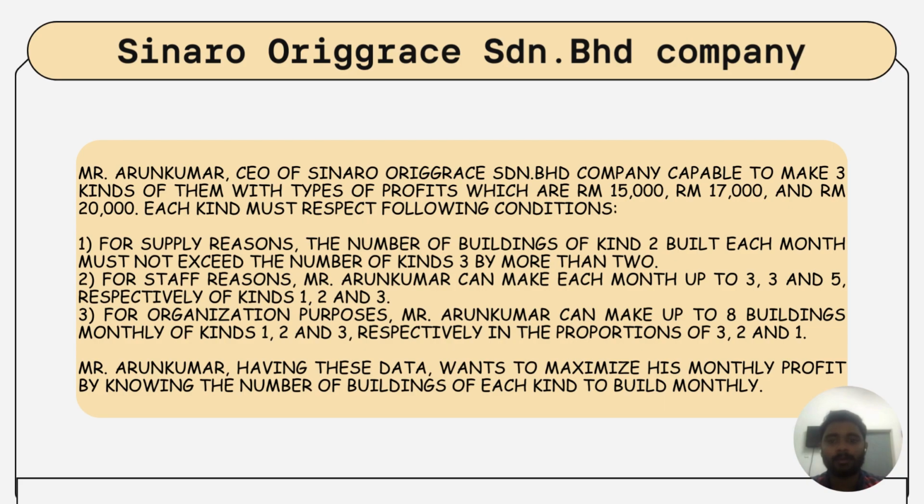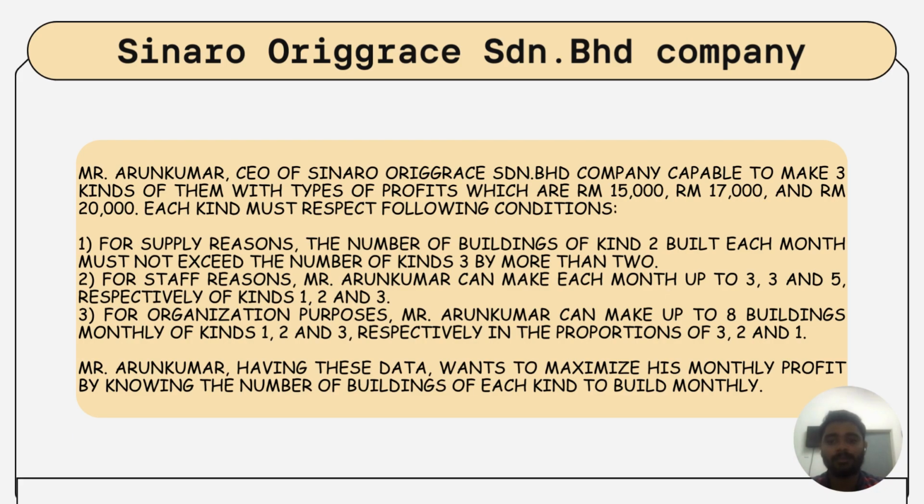So, for my part, I'm going to present the first real life application problem, which is for Sinaro or Sedem Berhad. Mr. Arun Kumar, who is the CEO of Sinaro or company, is capable of making three kinds of buildings with profits of 15,000, 17,000, and 20,000. Each kind must respect the following conditions. The first is for supply reasons: the number of buildings of kind 1 to build each month must not exceed the number of kind 2 by more than two.